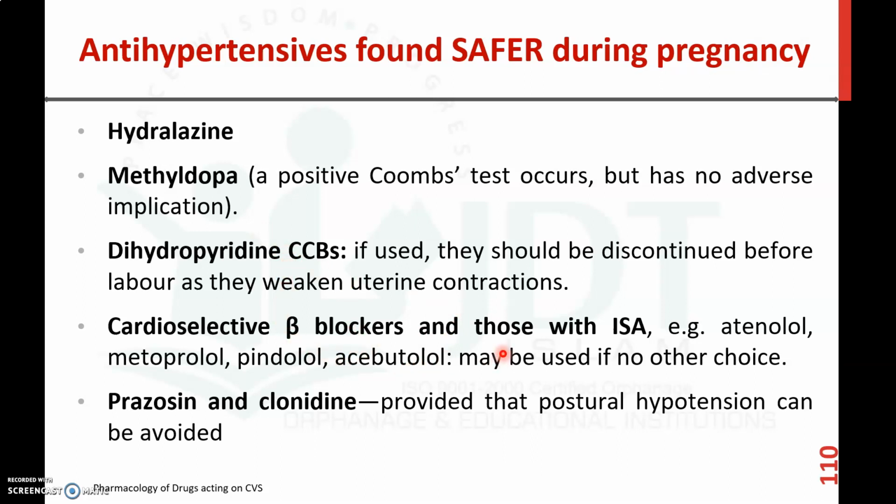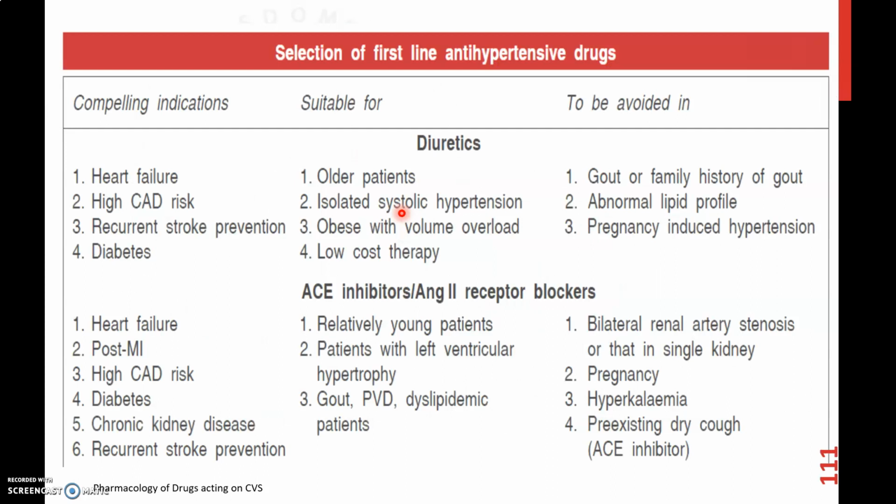Then cardioselective beta blockers with intrinsic activity like atenolol, metoprolol, pindolol should be used if no other drug of choice is available during pregnancy. And prazosin and clonidine, which are alpha adrenergic receptor blocking agents, which will avoid postural hypertension. So these are some important antihypertensive drugs which are safer during pregnancy.